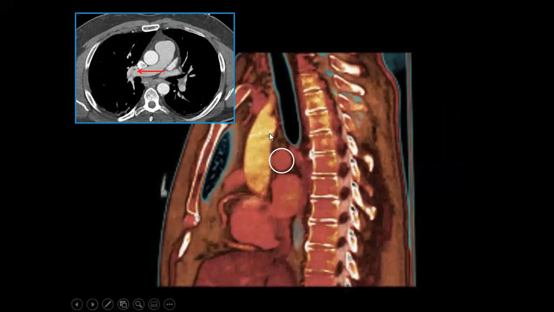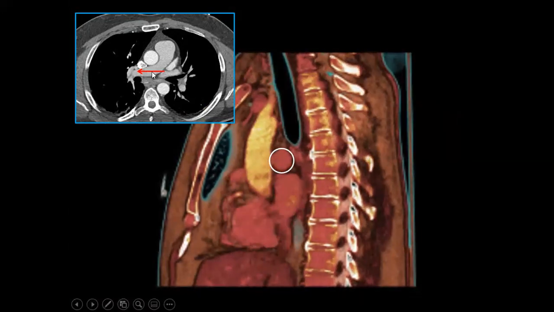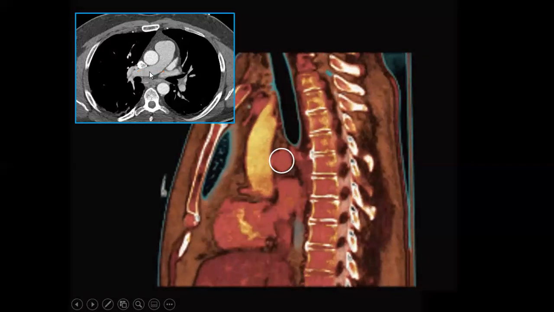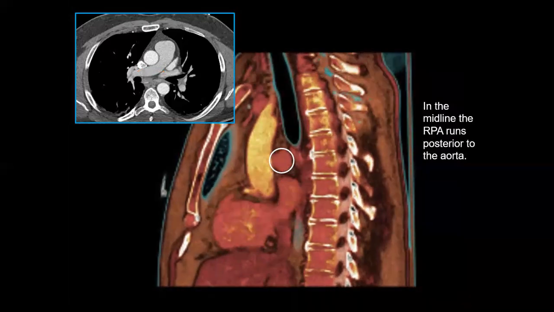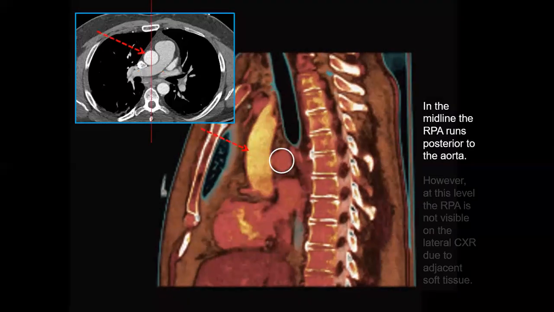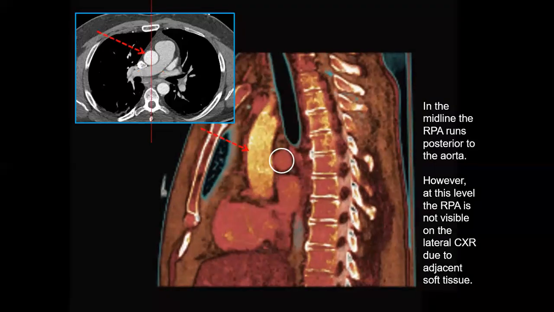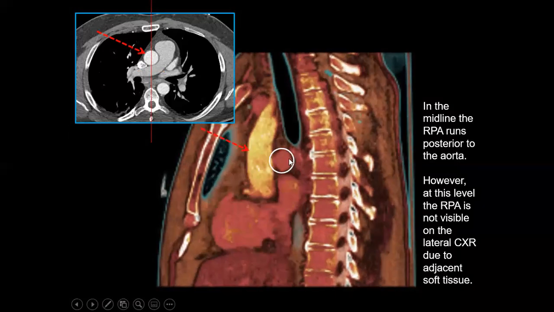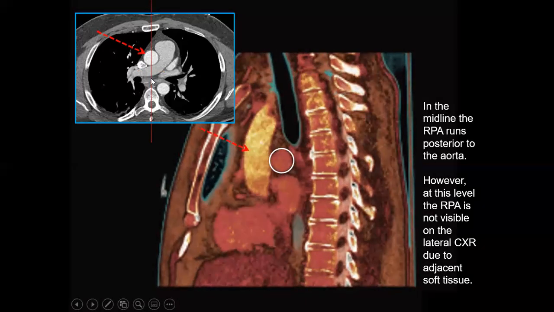And again, at this level, if you have soft tissue posterior and you have the ascending aorta anterior, this won't make a discrete circle. So in the midline, the right pulmonary artery runs posterior to the aorta, like we're showing here. There's the ascending aorta. However, at this level, the right pulmonary artery is not going to be visible on the lateral chest X-ray due to adjacent soft tissue. In this case, there's no lung posterior here because usually there's esophagus.